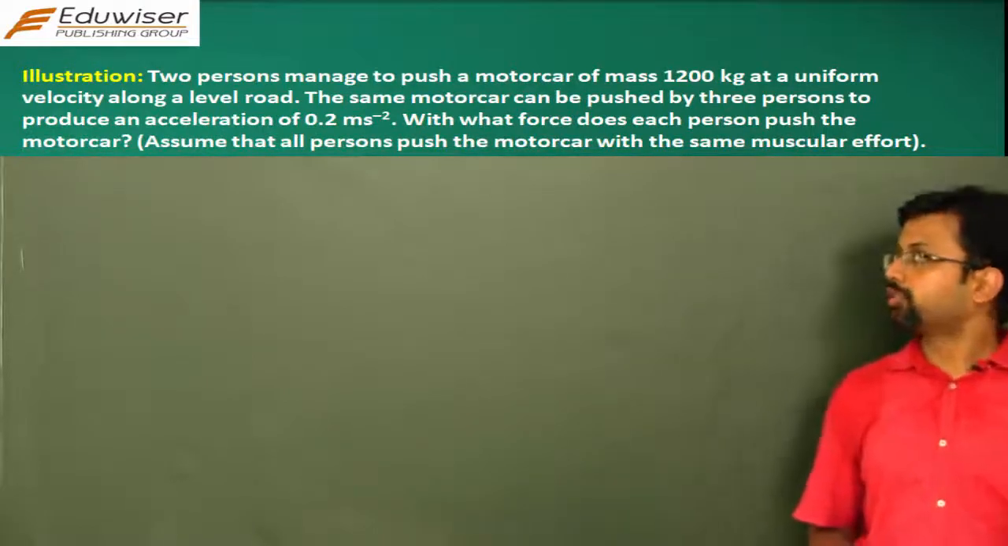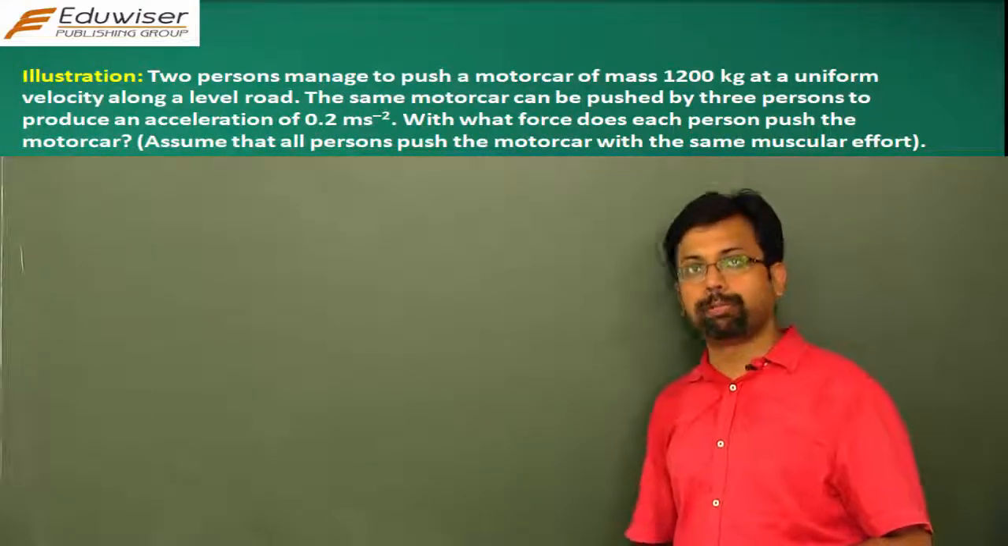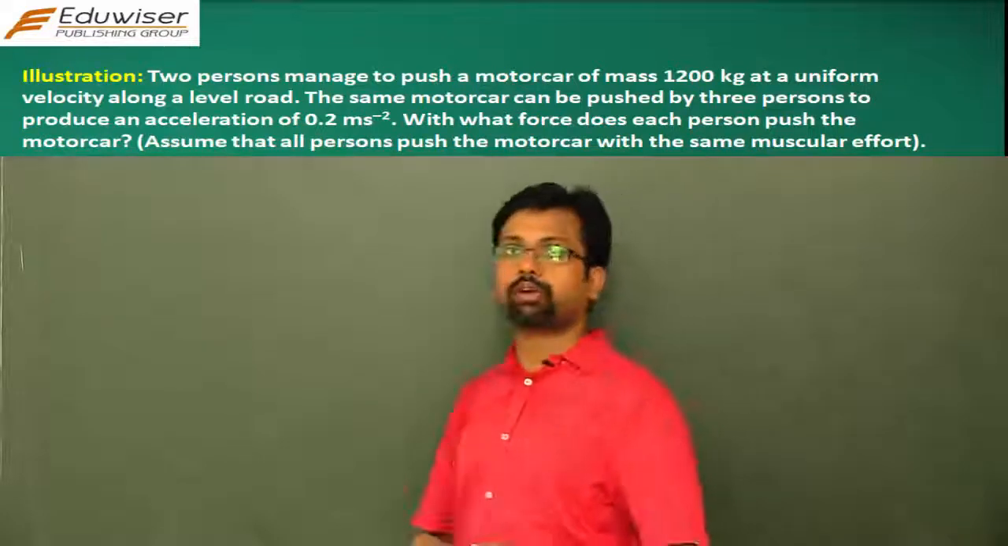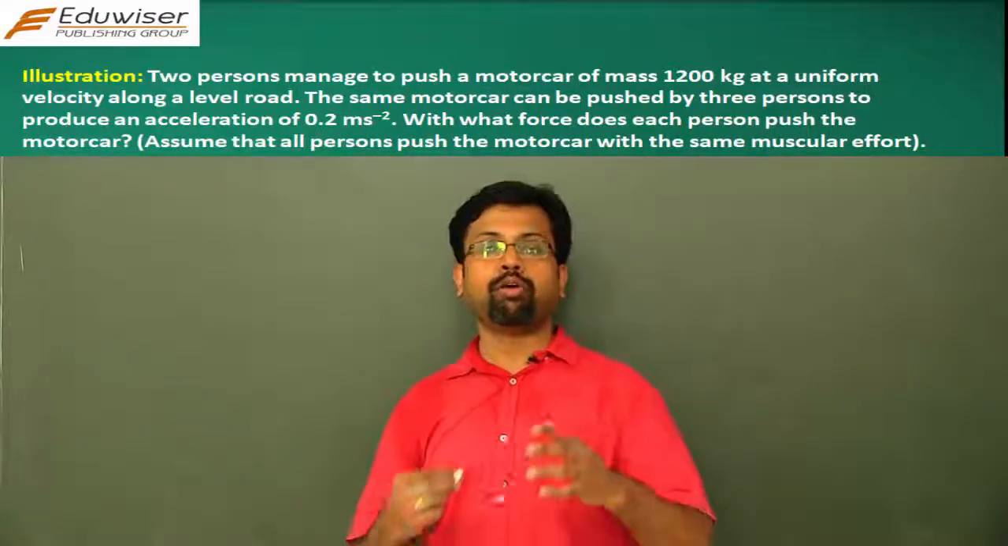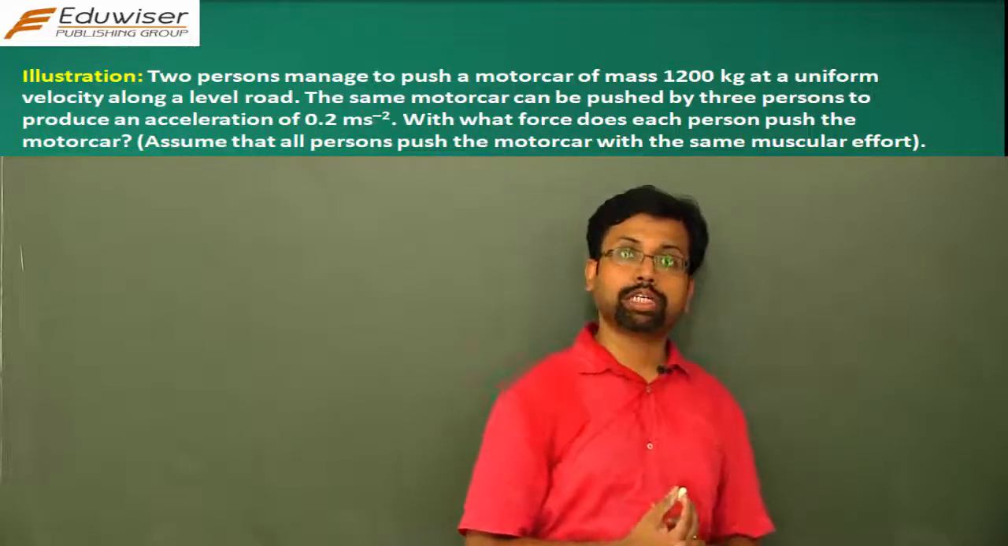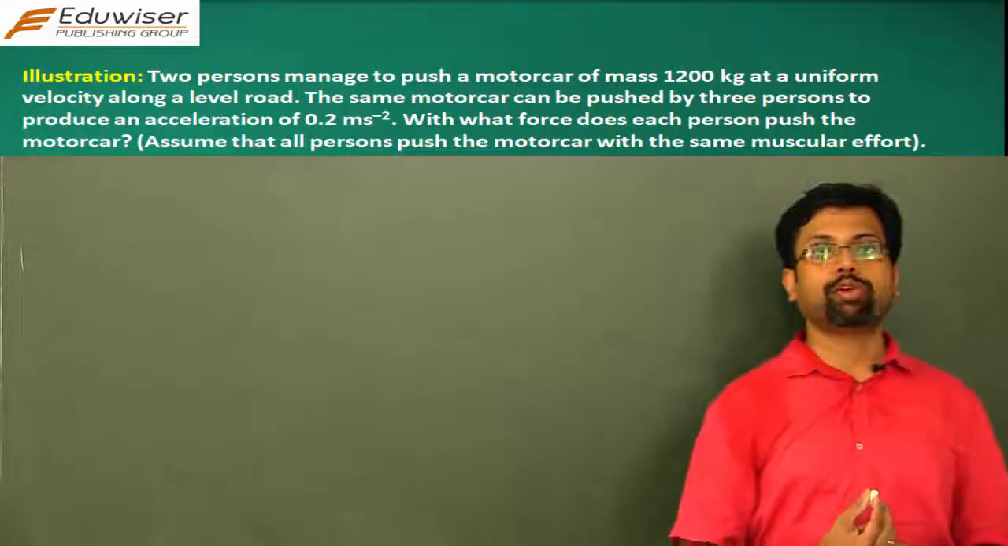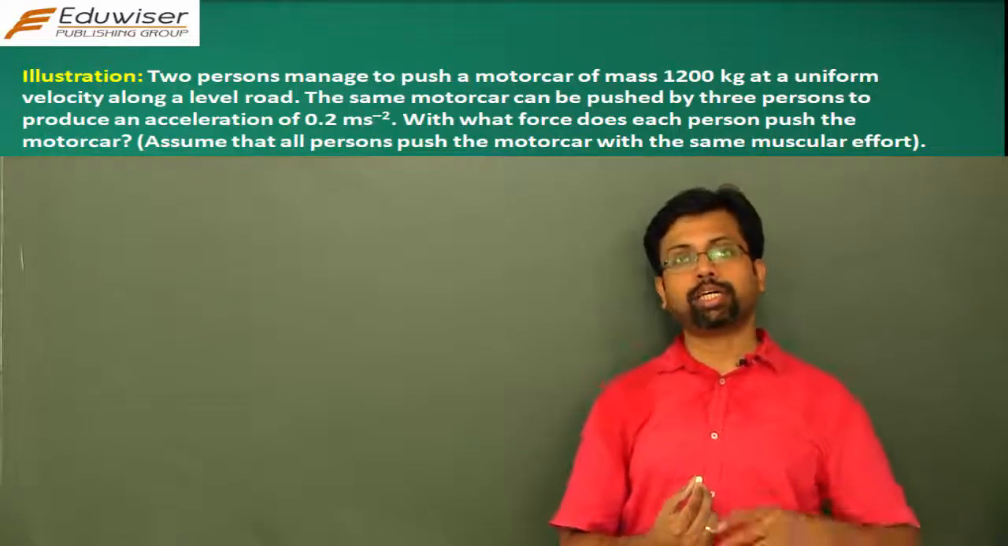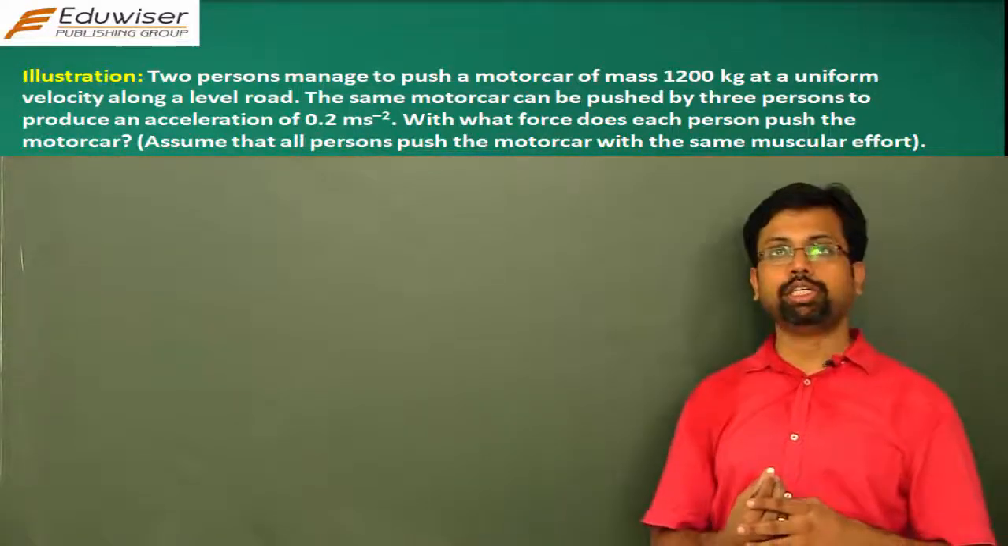Now this is a very interesting question. It says that there are two people who are pushing a motor car with uniform velocity along a road. The mass of the car is 1200 kg and they are moving with uniform velocity. And it also says that anybody who is pushing the car pushes the car with equal muscular effort.